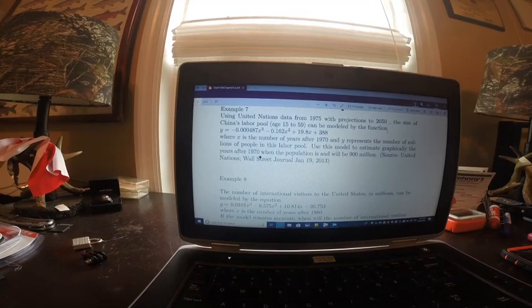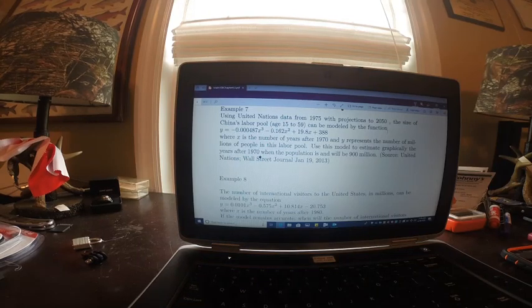7 says, using United Nations data from 1975 with projections to 2050, the size of China's labor pool, aged 15 to 59, can be modeled by the function, and it gives you the function here, where x is the number of years after 1970, and y represents the number of millions of people in this labor pool. Okay, we're going to use this model to estimate graphically the number of years after 1970 when the population is and will be 900 million.